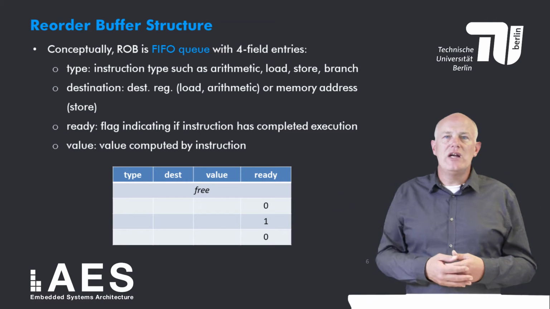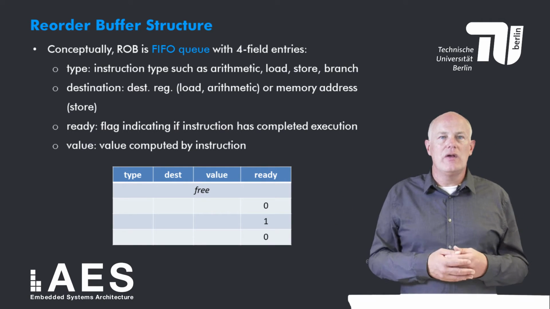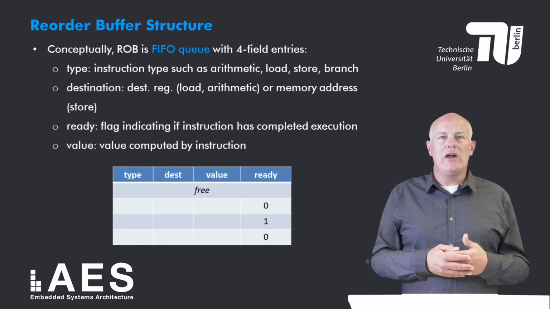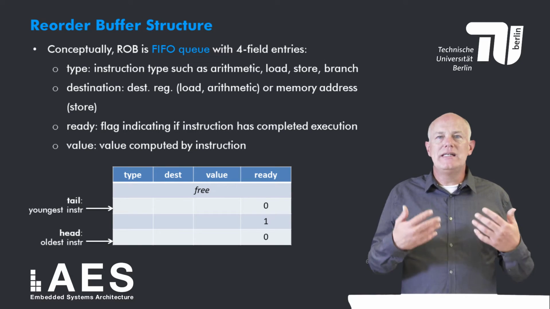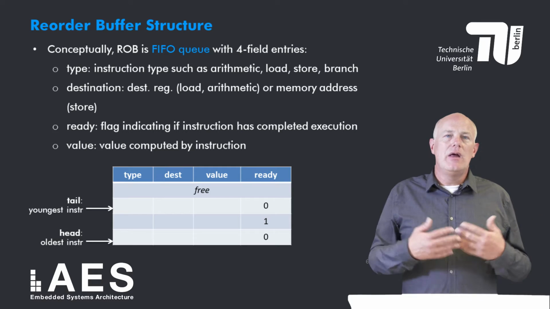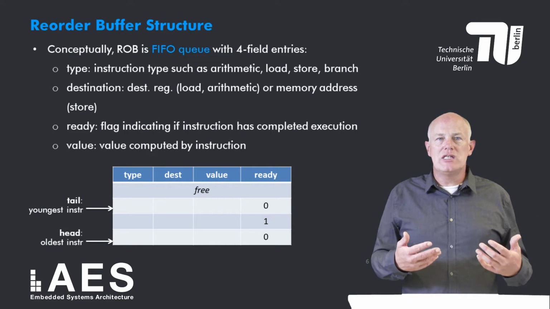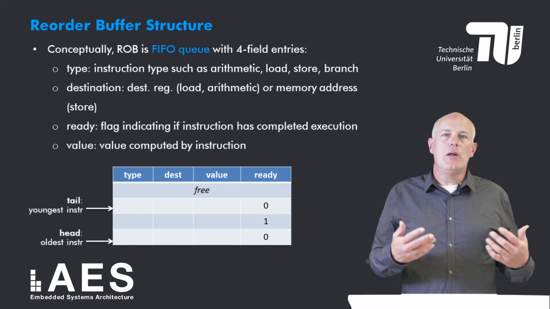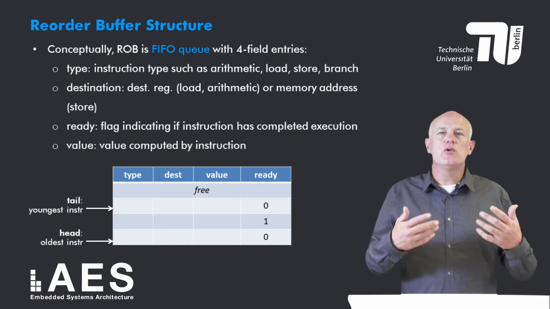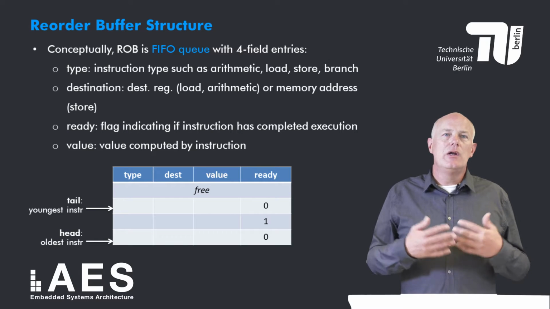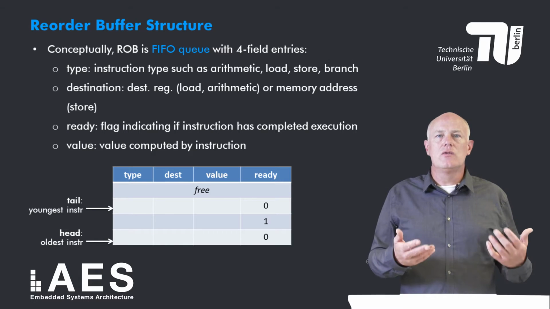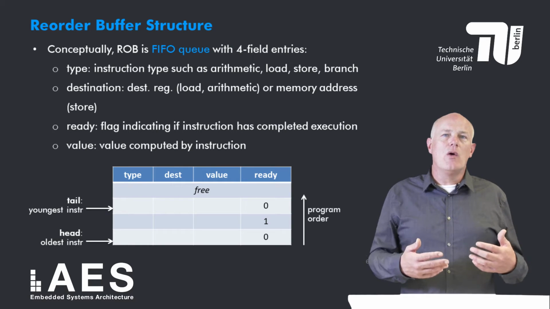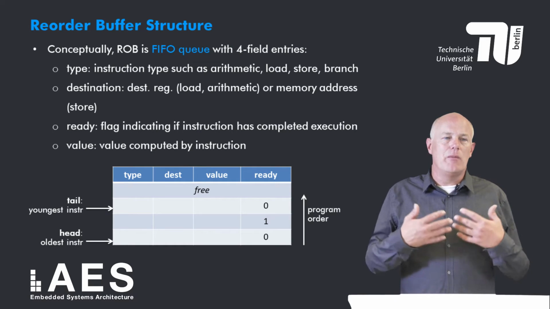This figure illustrates a reorder buffer with 4 entries. The bottom 3 entries are occupied and the top entry is free. We must also maintain a head and a tail pointer. The head pointer points to the oldest instruction in the ROB. This instruction should commit first. The tail pointer points to the youngest, most recent instruction in the ROB. New instructions are inserted into the ROB after the tail pointer. So the program order of the instructions in the ROB is from bottom to top.